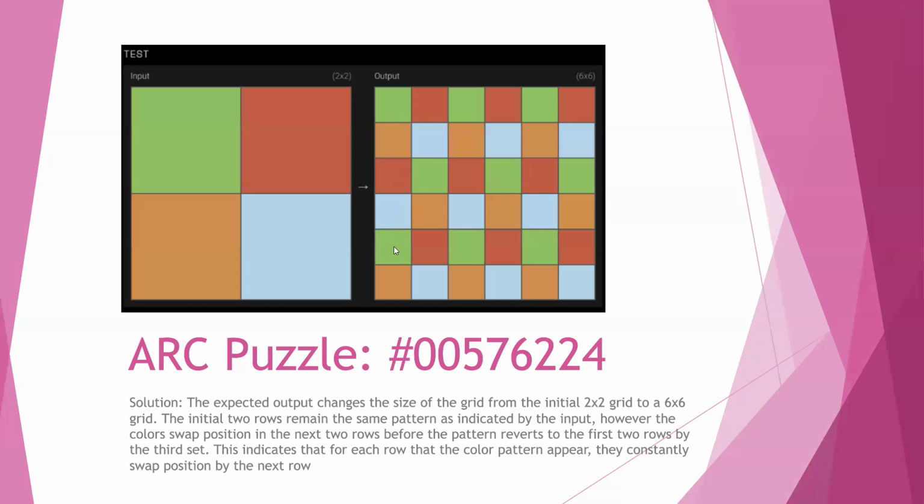And then by the next set of two rows, it goes back to the same color scheme as the first two rows that we started with.